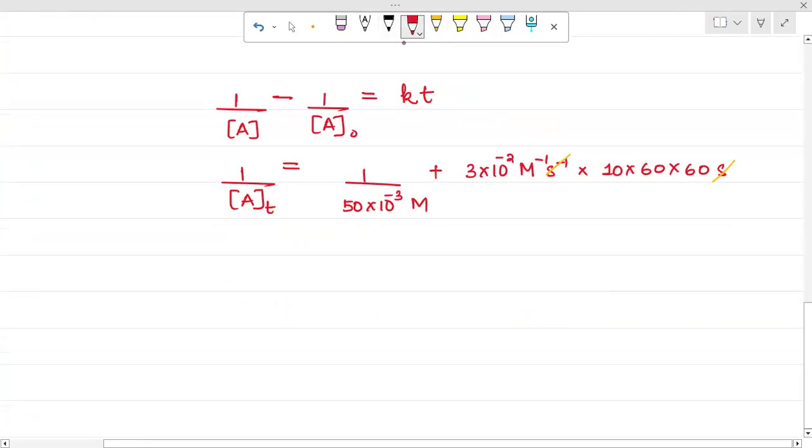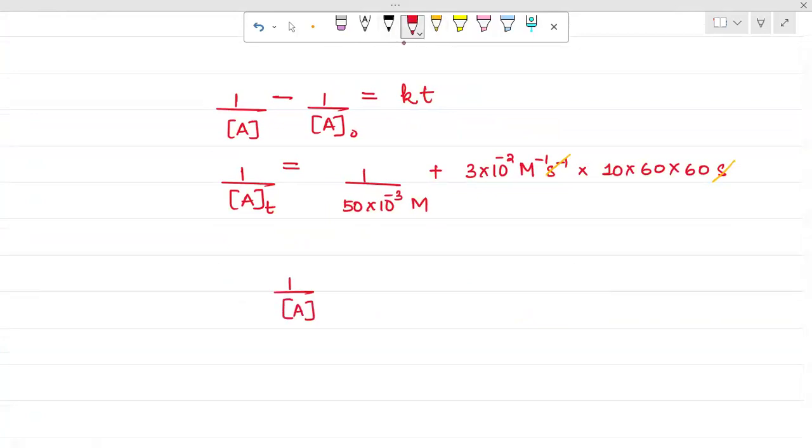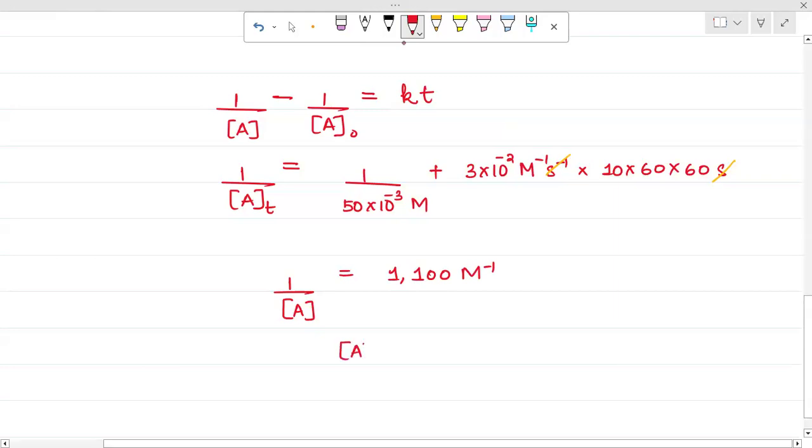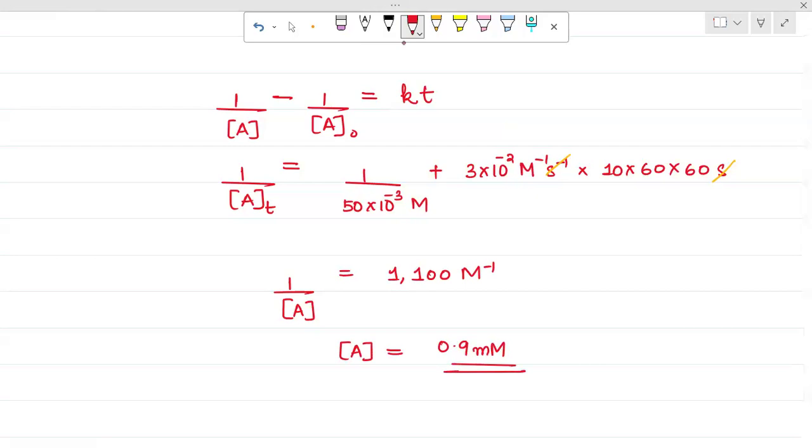So finally, what you get is 1 by A, I have already calculated it, is 1100. This molar comes to the top. Per molar can be added and it becomes per molar. Or concentration of A is equal to 0.9 millimolar it is. We can take the reciprocal and we can find the final concentration.